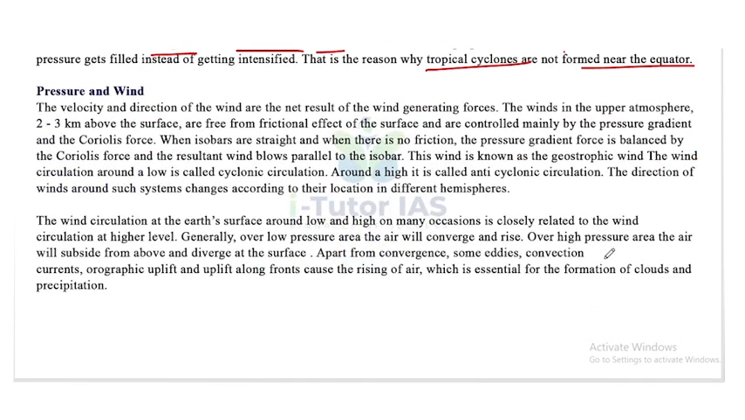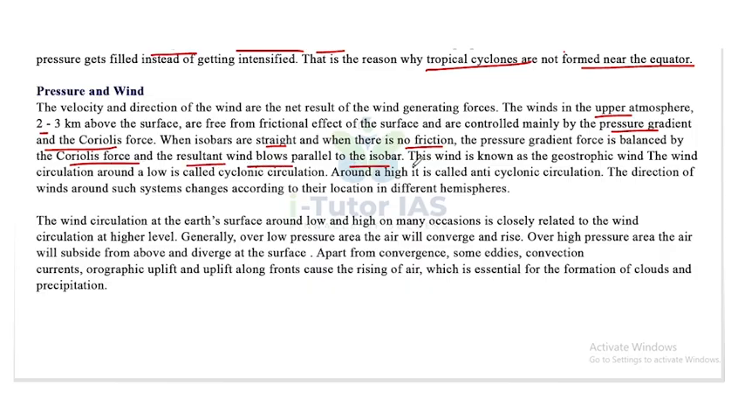Now, pressure and wind. The velocity and direction of the wind are the net result of wind generating forces. The winds in the upper atmosphere, that is 2 to 3 km above the surface, are free from the frictional effect of the surface and are controlled mainly by the pressure gradient force and the Coriolis force. When isobars are straight and when there is no friction, the pressure gradient force is balanced by the Coriolis force and the resultant wind blows parallel to the isobar.